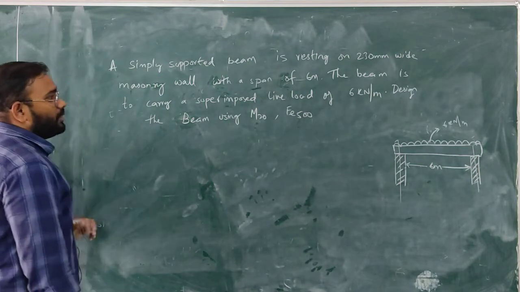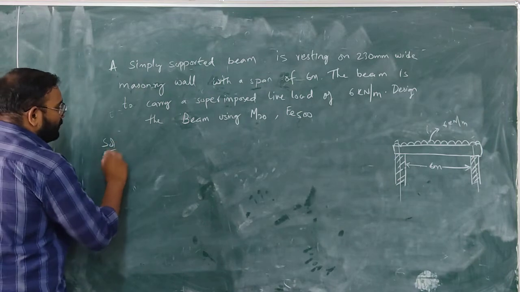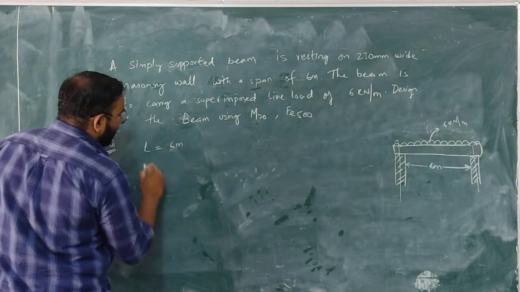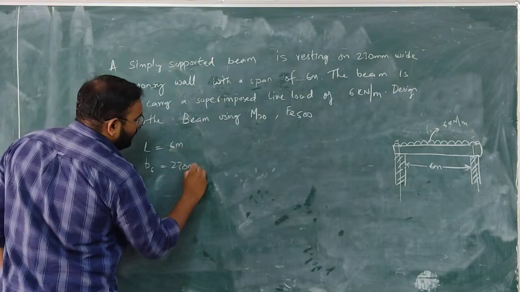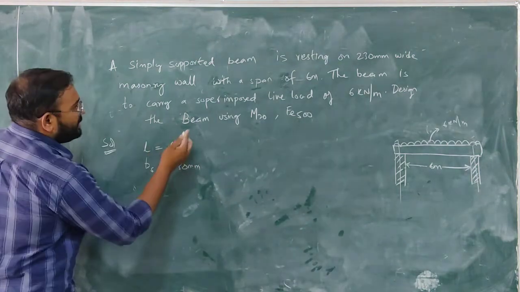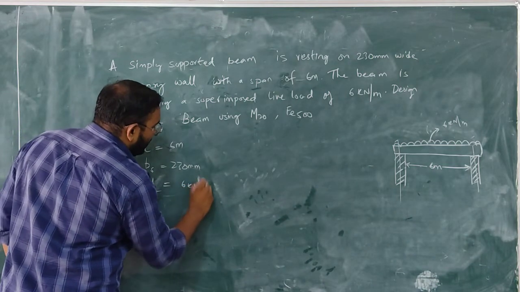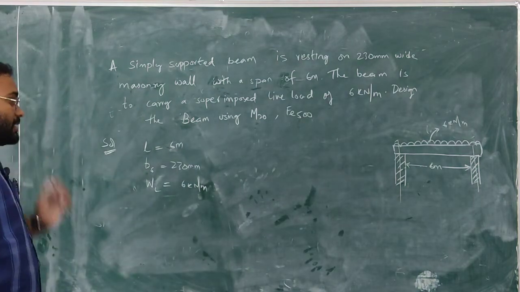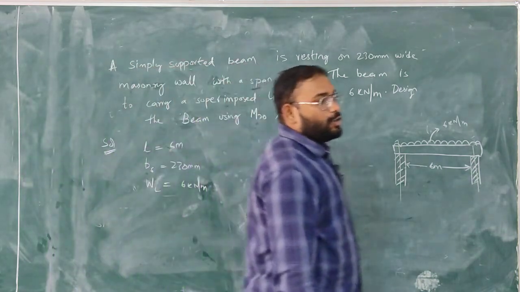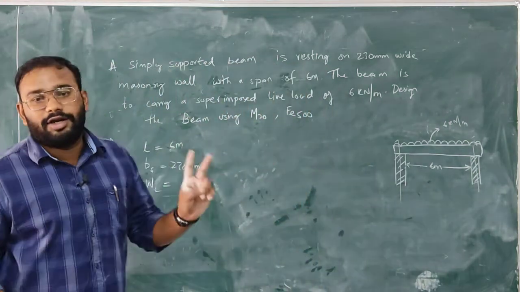Now we'll start with the problem. First you see what values are given to you. You are given a clear span of 6 meters and a support width of 230 mm. This is not the width of the beam, it is the width of the support. Next, the live load WL is given as 6 kilonewton per meter. Now what is your first step? Your first step involves assuming B. Both the dimensions are unknown here. You are not given B, you are not given D.